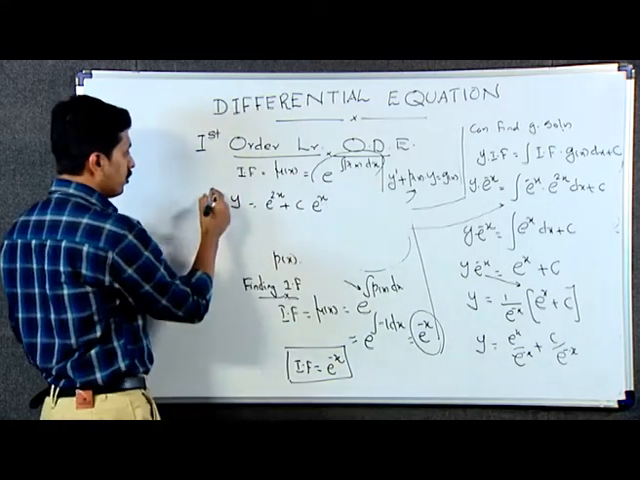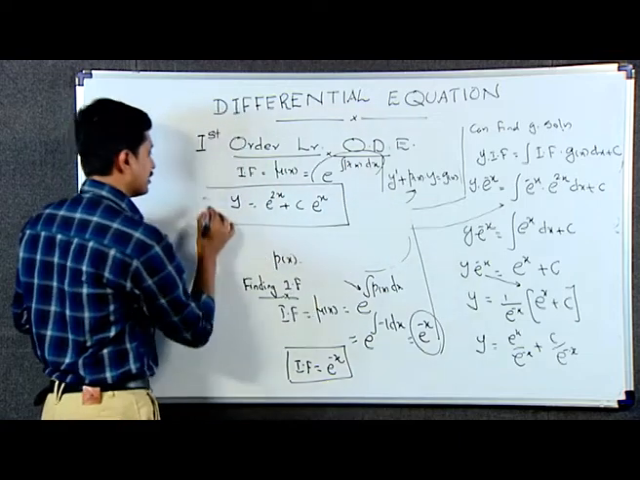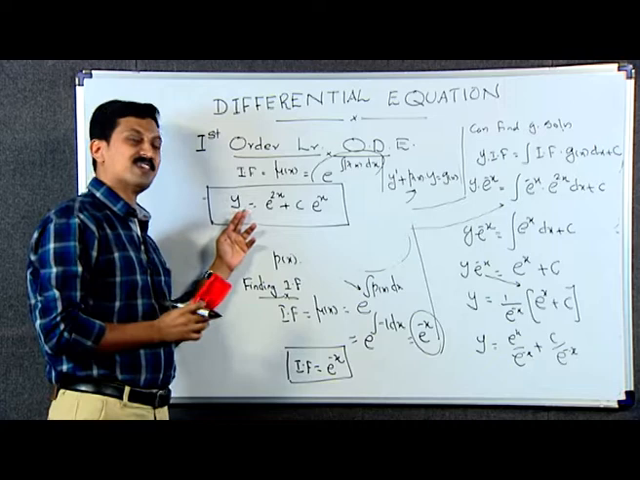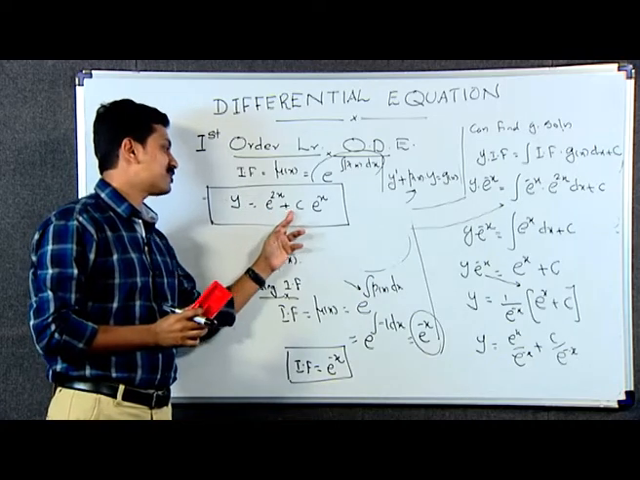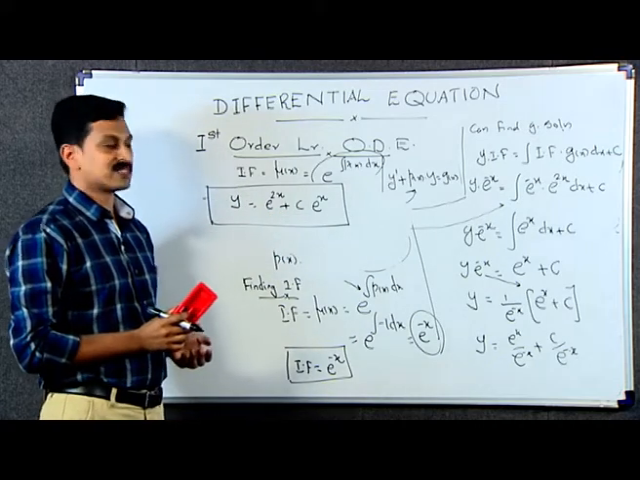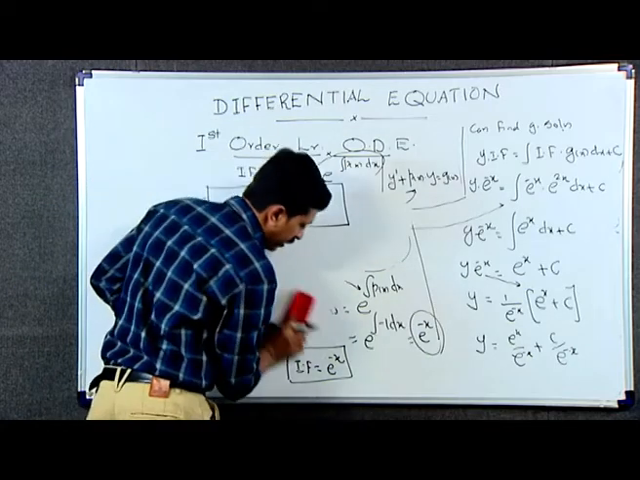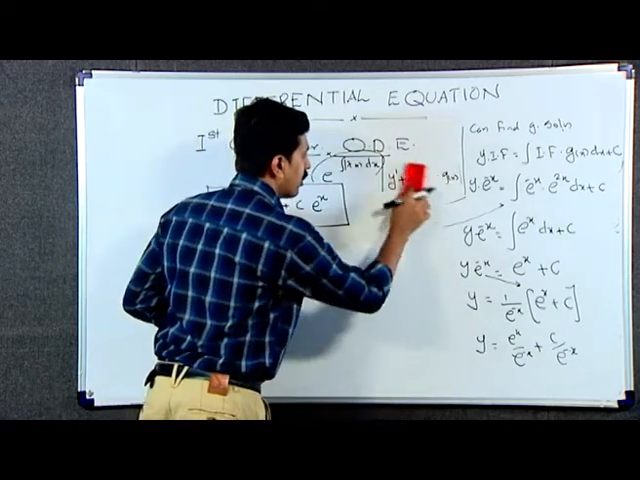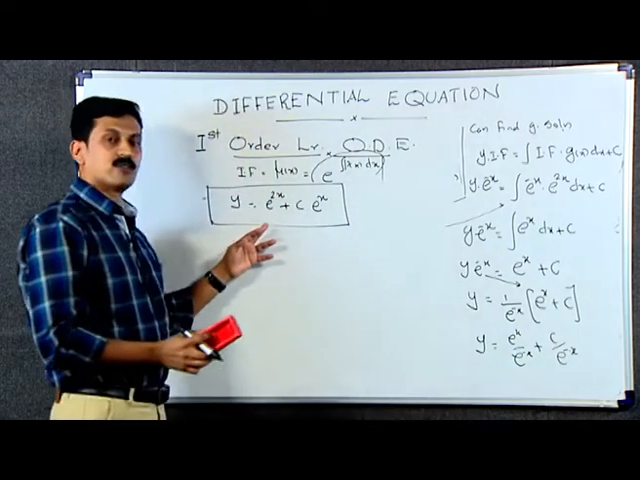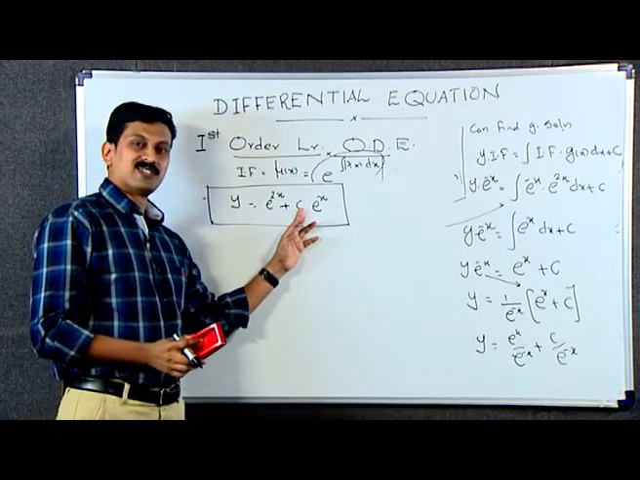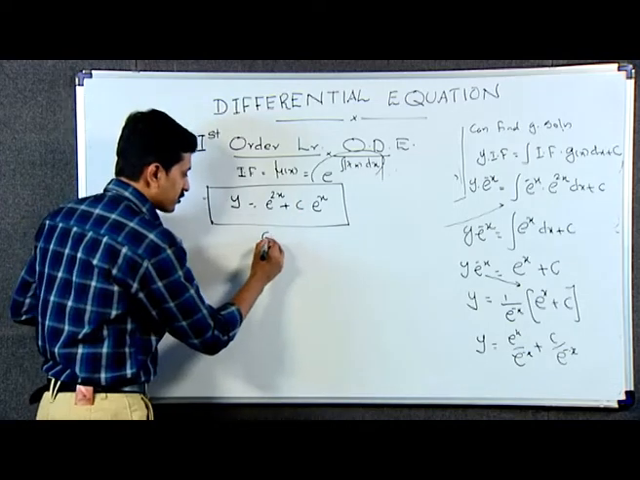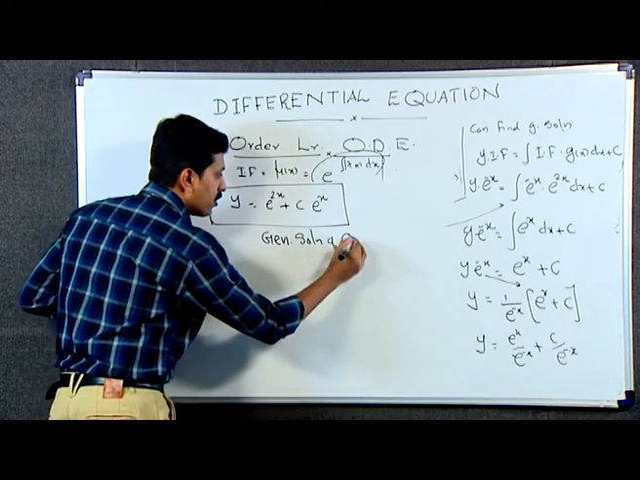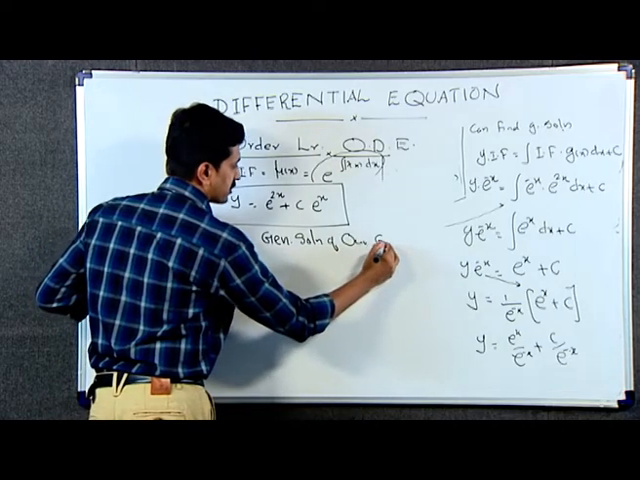So, now we have arrived at our solution. Our solution is y is equal to e raised to 2x plus c into e raised to minus x. In our question, we did not mention the initial condition, that is why we are unable to find the particular solution. This is the general solution of our given differential equation.